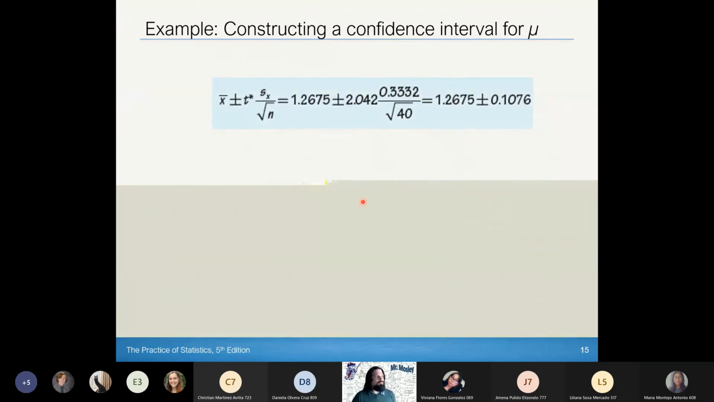And that's what we set up here. So we get x bar plus or minus t star times the standard error equals 1.2675 plus or minus 2.042 times 0.3332 divided by square root of 40. We get 1.2675 plus or minus 0.1076, which gives us the interval 1.1599 to 1.3751. Right? You always want to list the smaller value first in the interval and the larger value second. It's a lower boundary to the upper boundary. Everything in between is considered a plausible value.